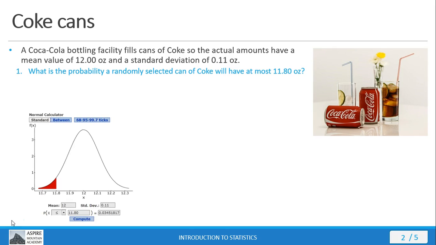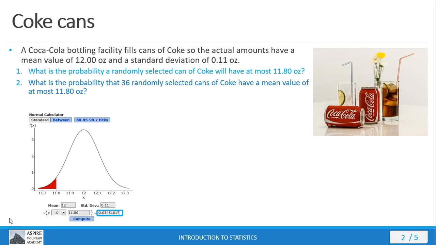Okay, so in StatCrunch, you should have the normal calculator, putting in your mean and standard deviation values that they give you there in the problem statement. We want the probability that we're going to be at most 11.8. So that means we're going to be less than or equal to 11.8. So I make sure that's selected here in my drop down. 11.8 is my random variable. Hit compute, and out comes the probability that I'm looking for, which is about 3%.